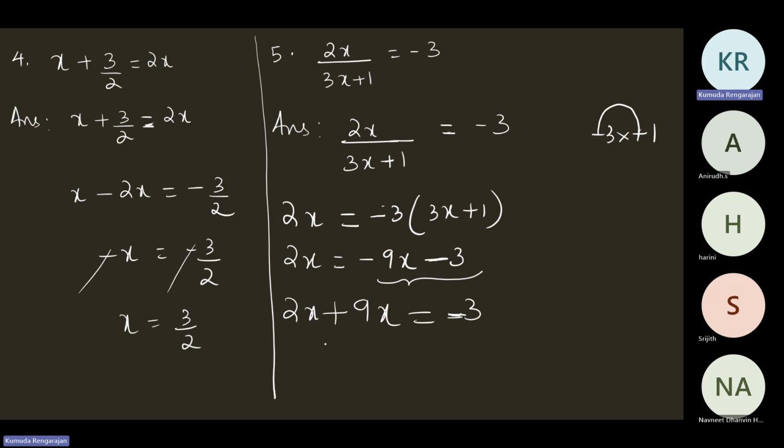Now 2x plus 9x is 11x is equal to minus 3. X is equal to minus 3 by 11.